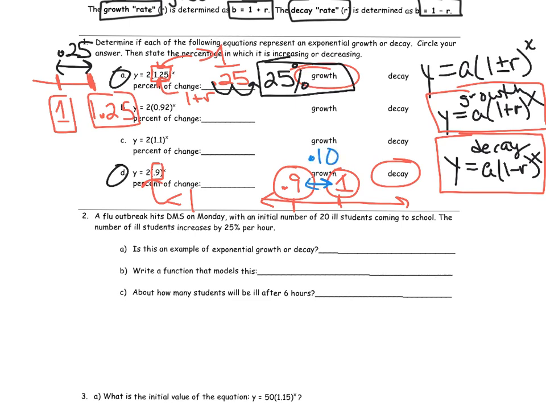0.10. Again, you can put that in your calc, guys. 1 minus 0.9 is 0.10. So that's the decimal rate. But I want it as a percentage. So remember, you got to move that decimal to the right twice. So this is a 10% decay. It's a 10% decrease.